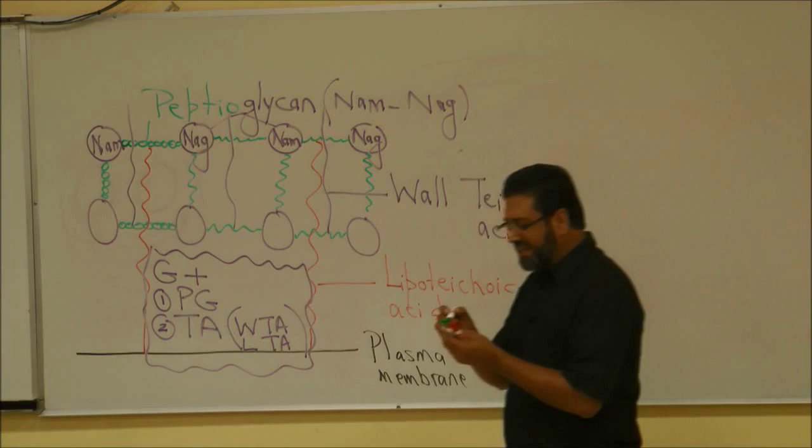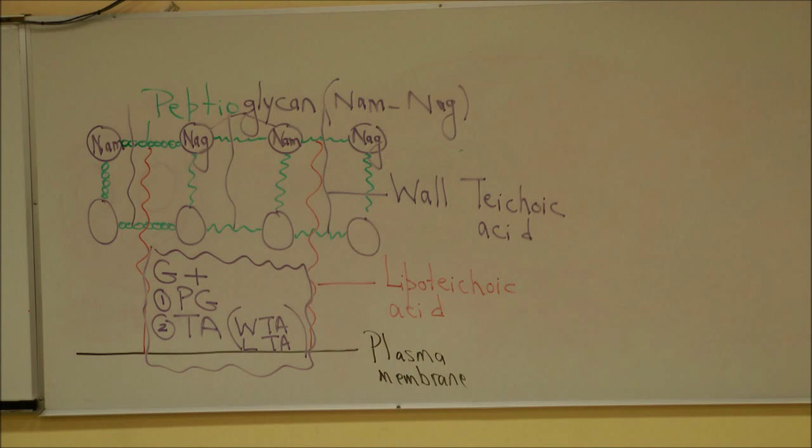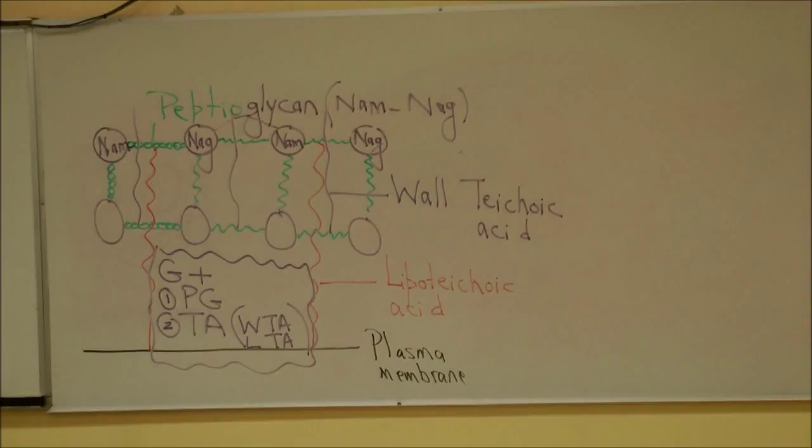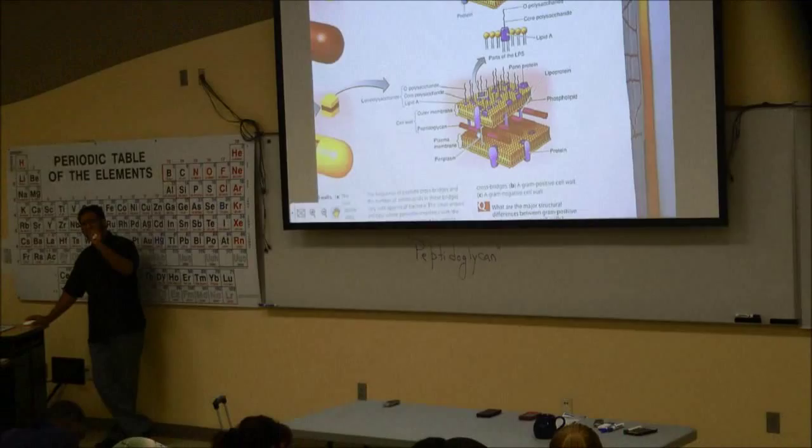Okay, now gram-negative cell wall. Let's look at this diagram before I draw my own. Different layers of peptidoglycan together. It provides additional support for peptidoglycan. Now, gram-negative cell wall has less peptidoglycan. Most of their cell wall is made up of what? Right here. This layer right here.